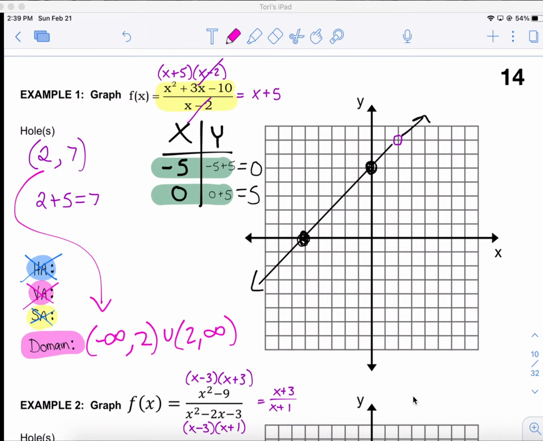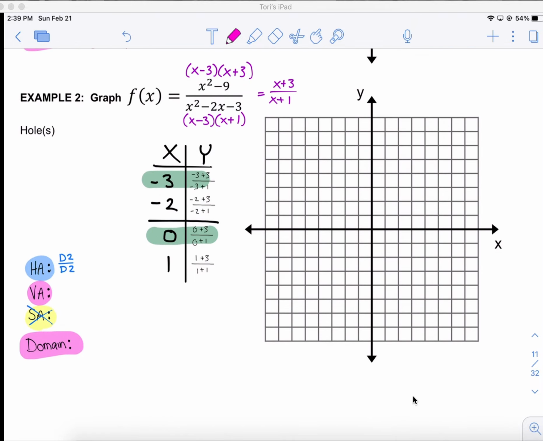All right, if you need to pause the screen, copy what you see, that's great. Otherwise, let's go to the next problem. Perfect. If you'll pause the screen, copy what you see, we'll get started.